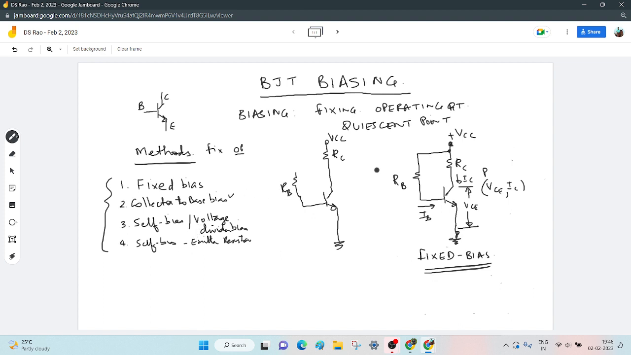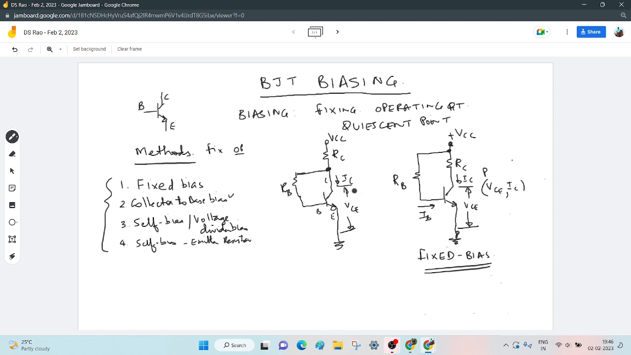But this time, this is again VCE, again this is IC. In fixed bias, I am connecting the base resistor to VCC. But in collector to base bias, I will connect RB not to VCC. I won't connect here. I won't connect there. Where will I connect? Collector to base. The base resistor will come from collector to base. So this is emitter, base, collector. See, so simple.